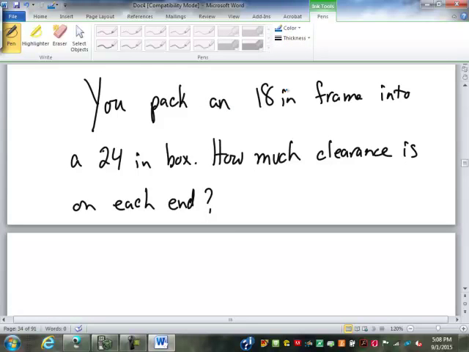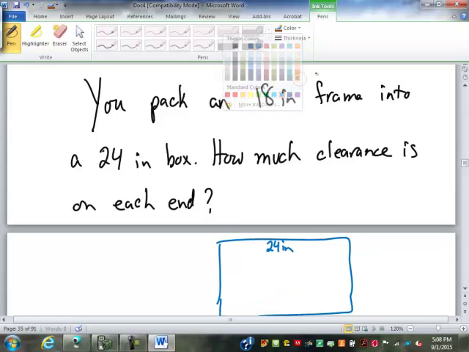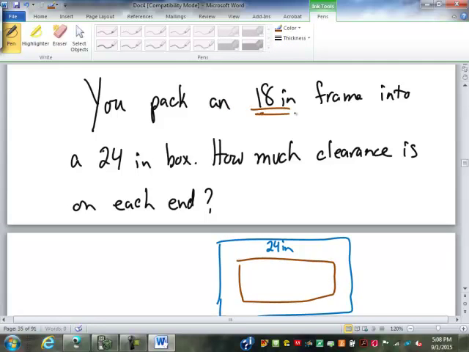This is when it might be helpful to draw a picture. So here's our box. The box is 24 inches. We're packing a frame. It doesn't really tell us what type of frame, so all we know is it's some sort of frame in here. And the frame is 18 inches. We're going to assume that it's centered. How much would be left on each end? 3. Where does that come from? So you got 24 minus 18 is 6. That's split into 2 ends, so 3 inches per end.